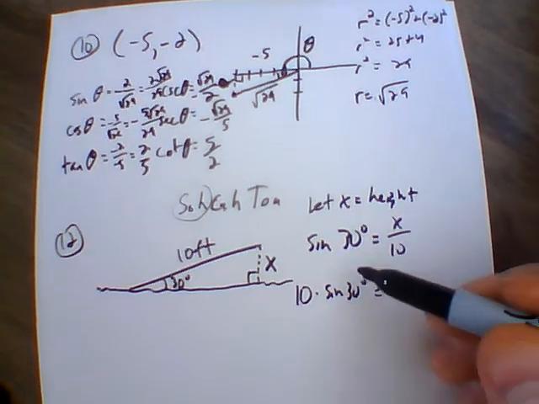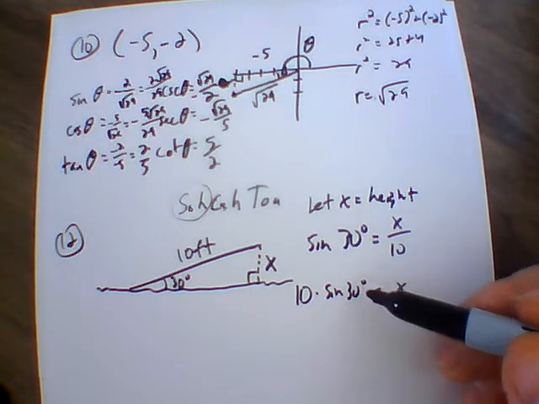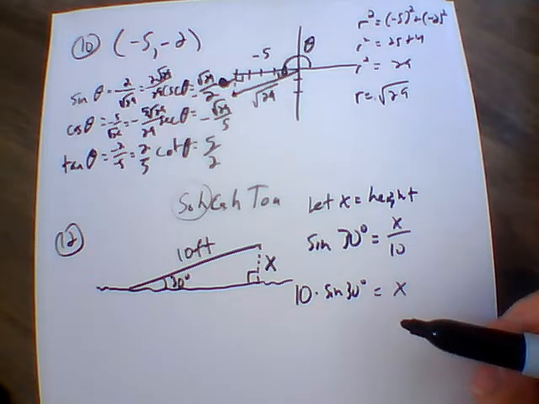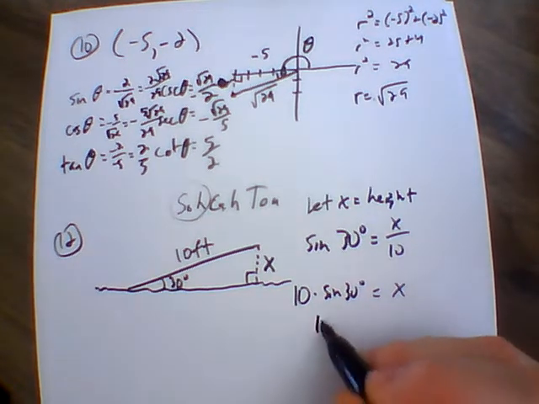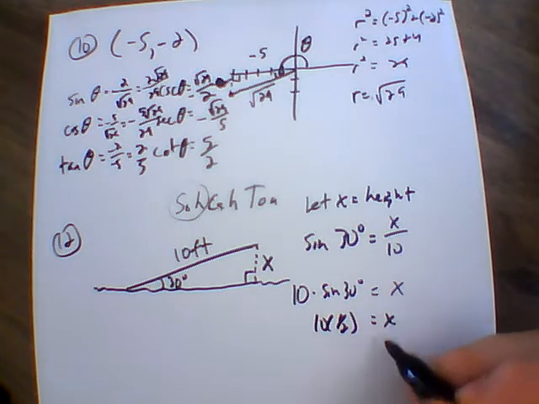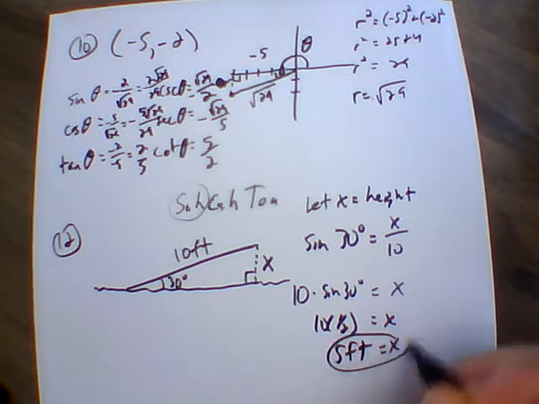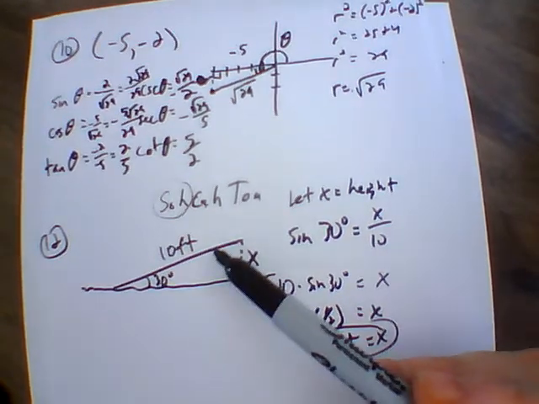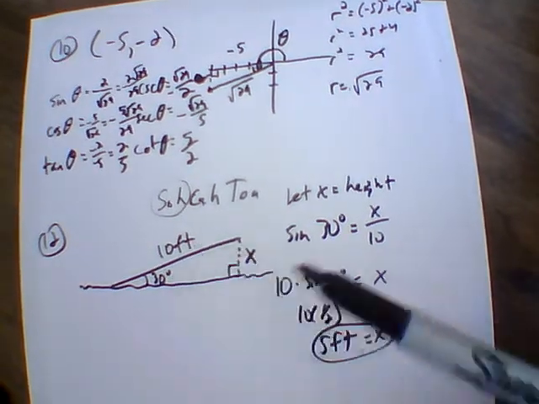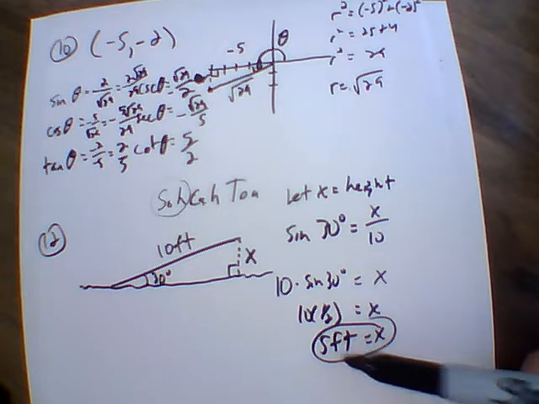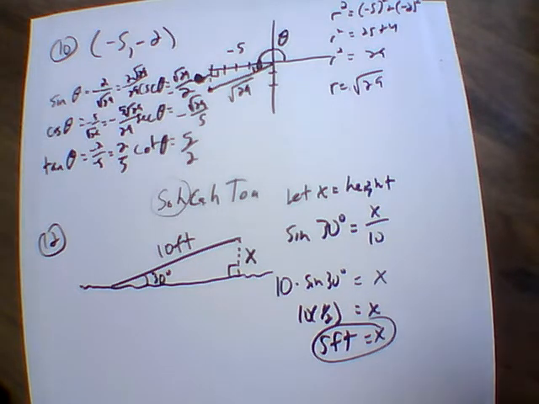Sine of 30 degrees is 1/2. So we have 10 times 1/2, which means we are 5 feet from the ground. So if you have a board that's 10 feet long, you can do a 30-degree angle. That means you're going to be jumping off of 5 feet for that height within that.